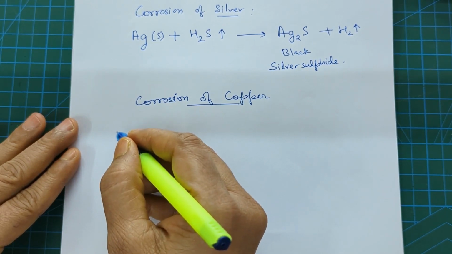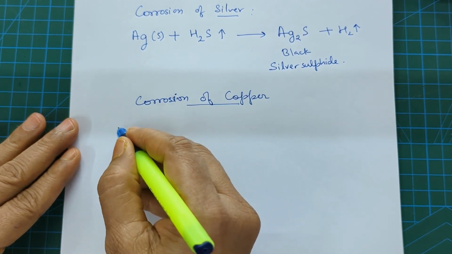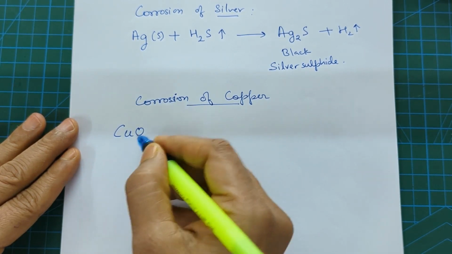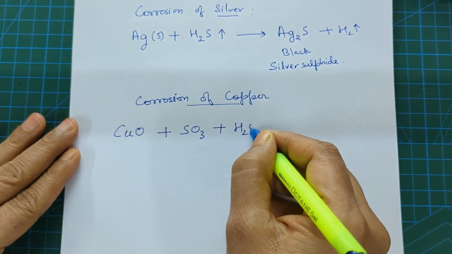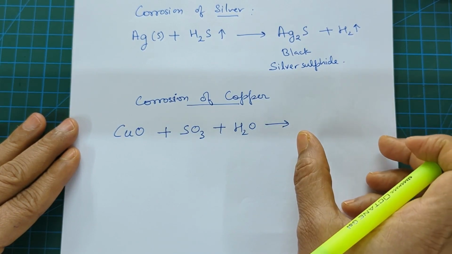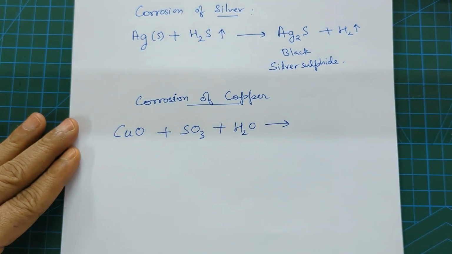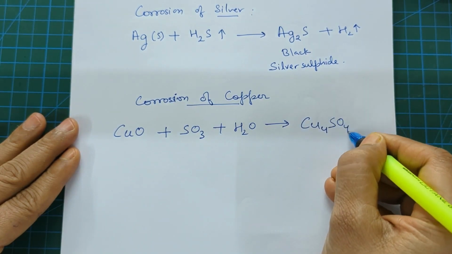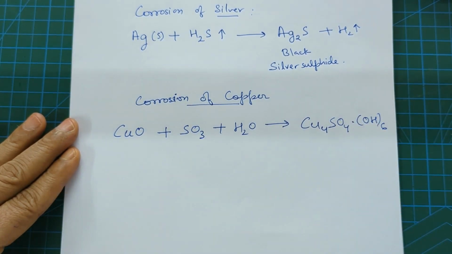Copper corrodes in presence of oxygen and sulfur as well as moisture of the atmosphere. When copper reacts with oxygen, it forms one of the oxides of copper. Copper oxide, when it reacts with sulfur trioxide and water molecules, forms a compound that is the corroded form of copper, which is greenish in color, as you may have seen. That compound is Cu4(SO4)(OH)6.